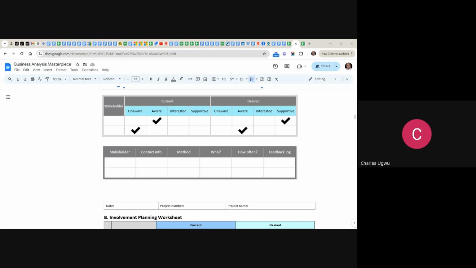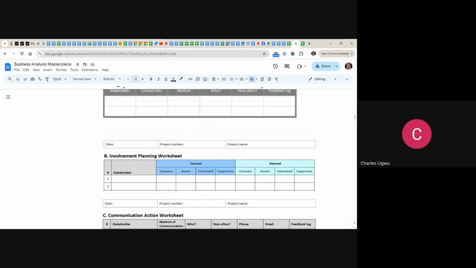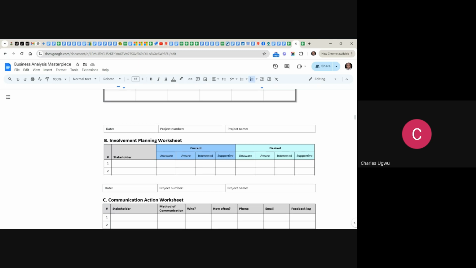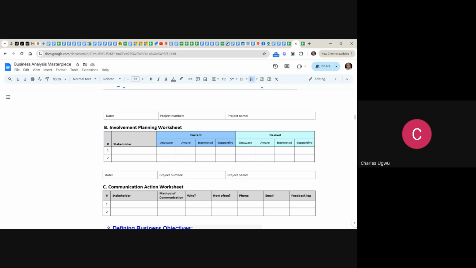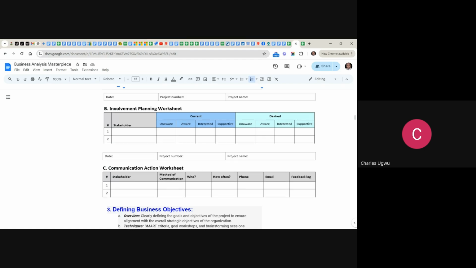Capture feedback from every communication. So this is what we call the communication action sheet or communication plan. So that's it. These are the various documents here. This is number 1. These are the documents that you already have: the involvement planning worksheet, and then the communication action worksheet or communication plan. So that is it.